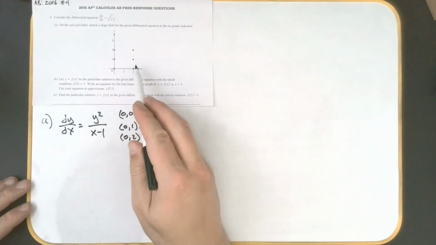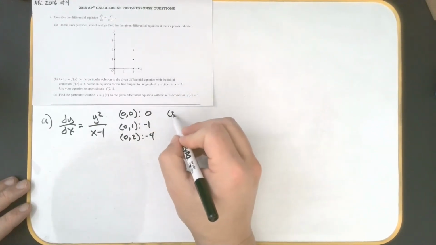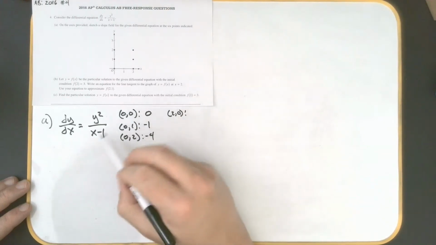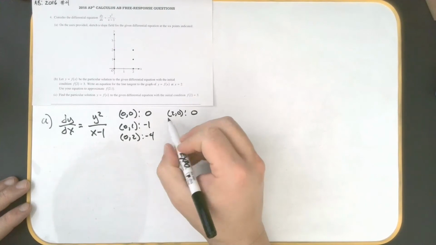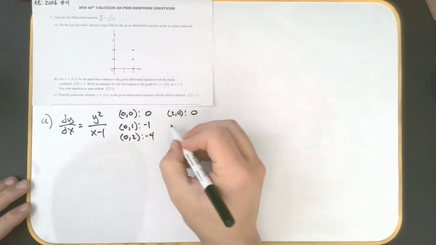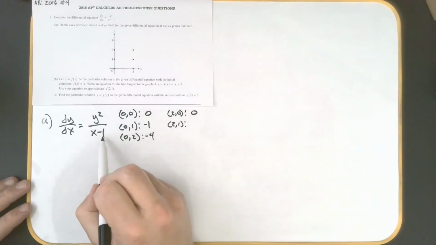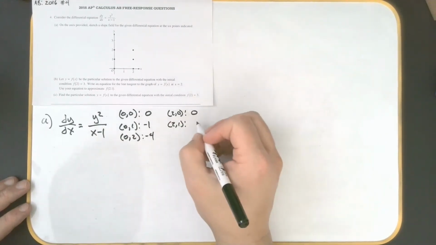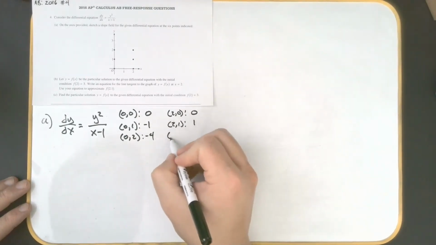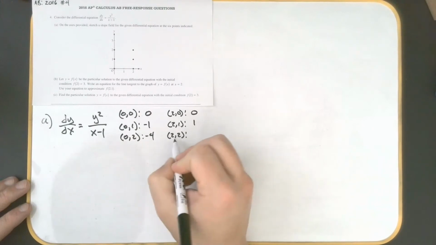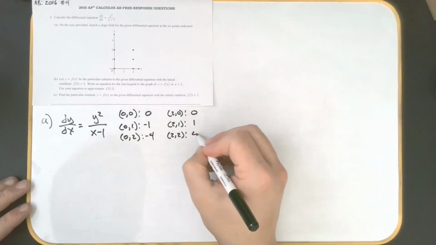Now if we jump over to these values here, let's see what happens at the coordinate 2, 0. So at 2, 0, my x value is 2. 2 minus 1 is 1. My numerator is still 0. My value is 0. At this value here, 2, 1, I substitute these in. Denominator is still 1. My numerator is also 1, so I get a positive 1. And now at the last value, at 2, 2, my y value is 2, so it's 4. On the bottom, 2 minus 1 is 1, so I get 4.